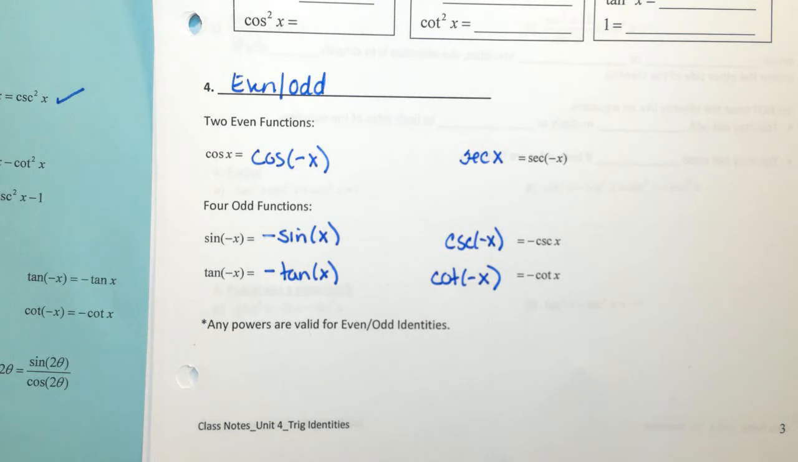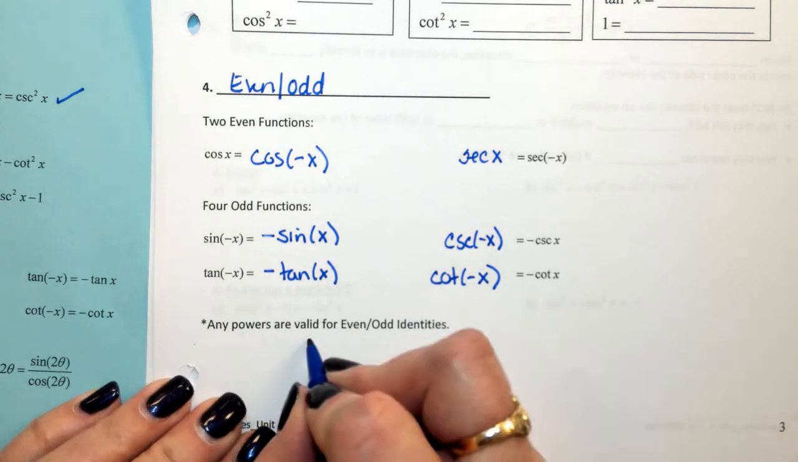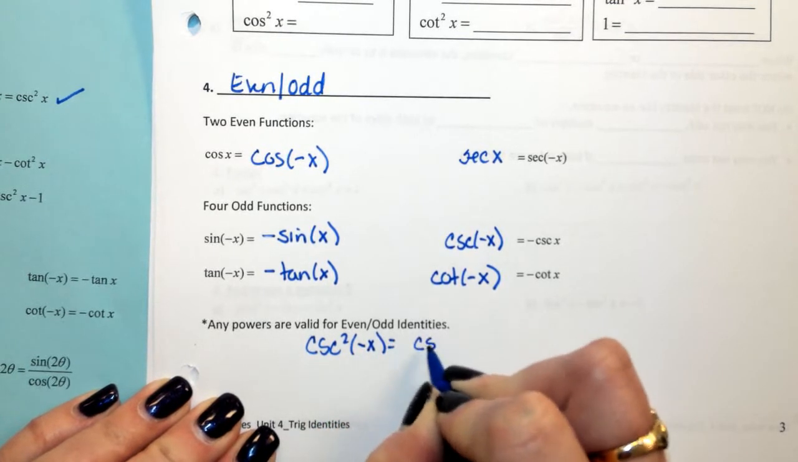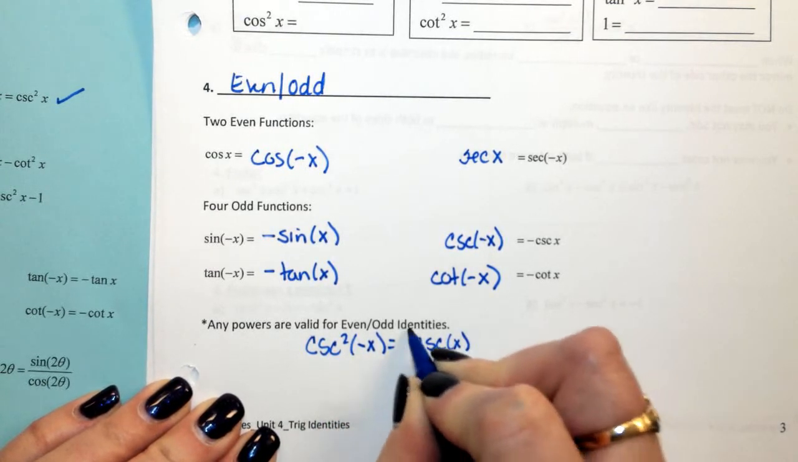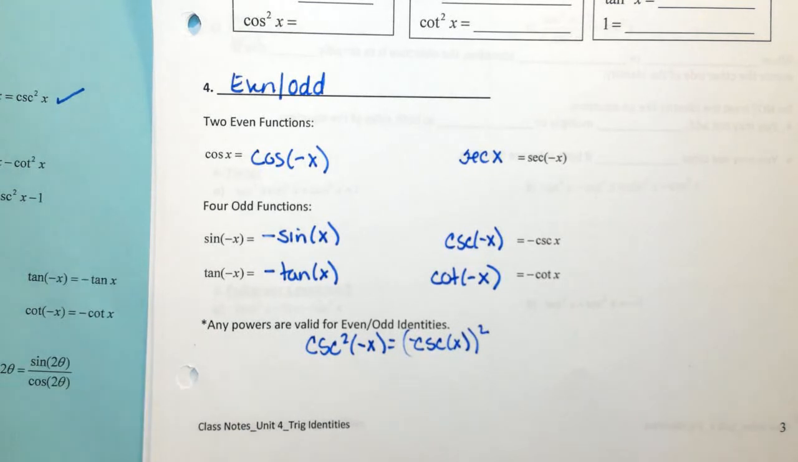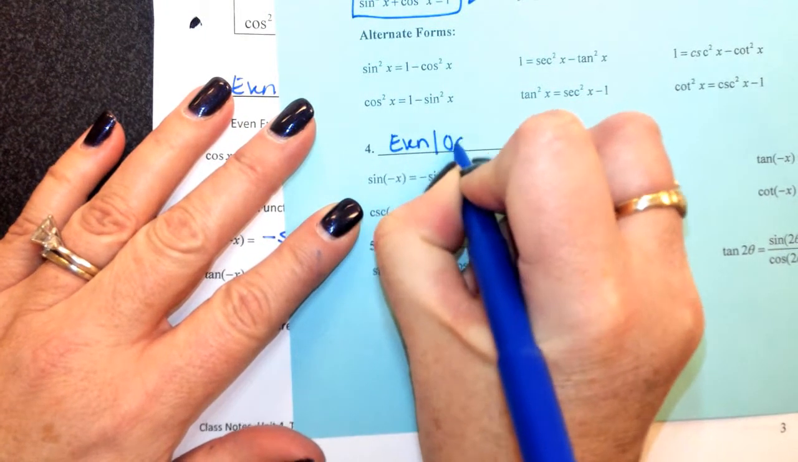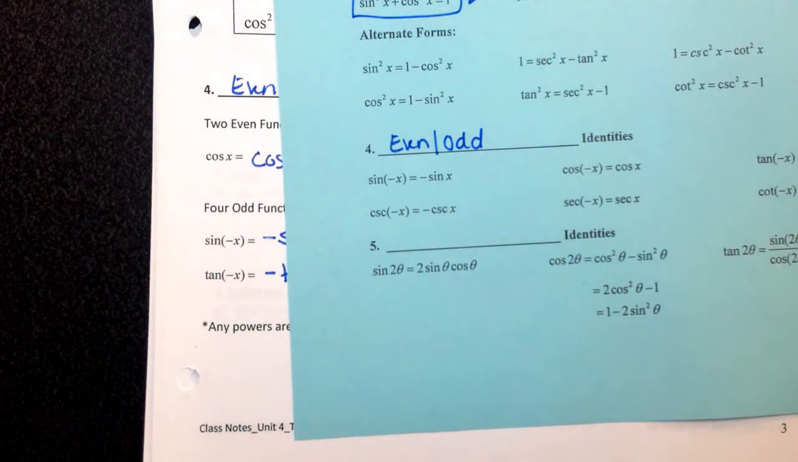Just like with the reciprocal and quotients, any powers are valid for even and odd identities. So in other words, cosecant squared of negative x is equal to the negative cosecant of x, all being raised to the second power. Okay. So, like I said, these are your even and odd. On your blue sheet, these are your even and odd identities. And these are the 4 that we're going to work on today. All right. Now let's let the fun start.